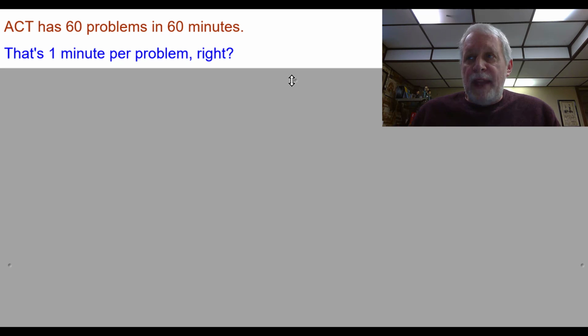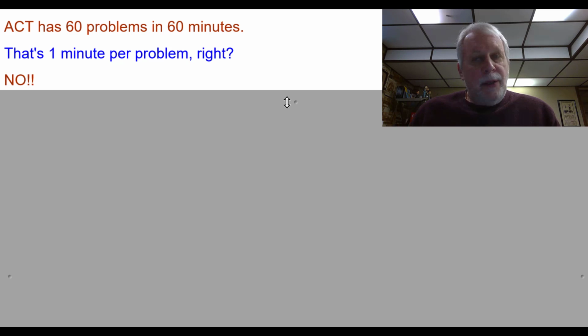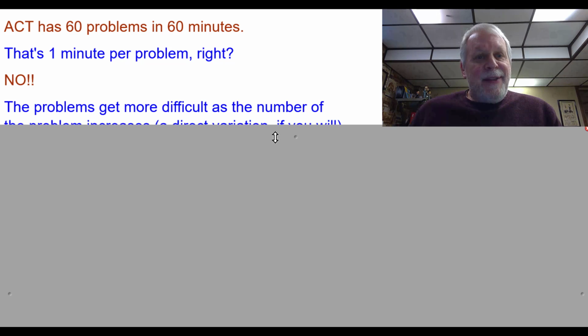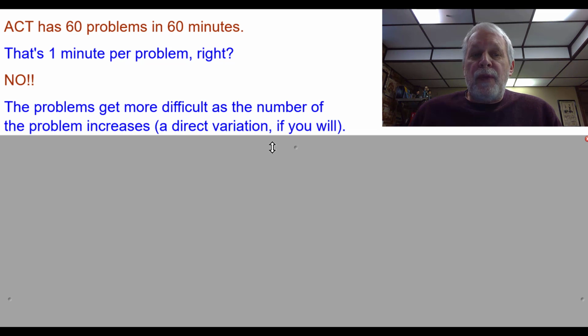The ACT has 60 problems in 60 minutes. That's 1 minute per problem, right? No. The problems get more difficult as the number of the problem increases, a direct variation, if you will.